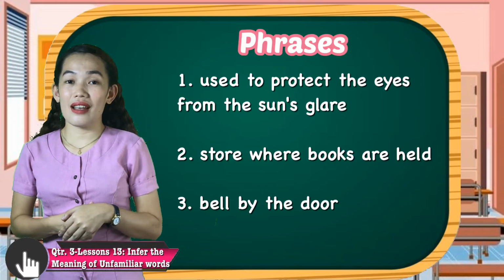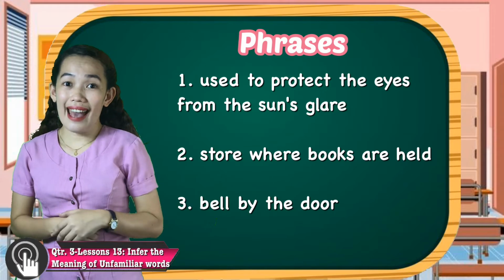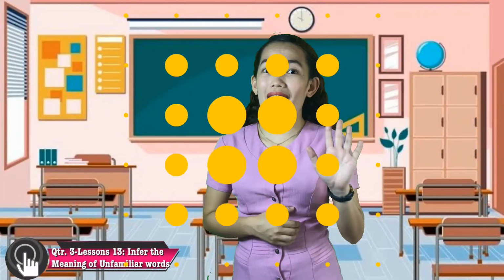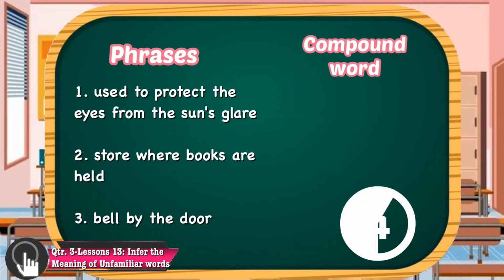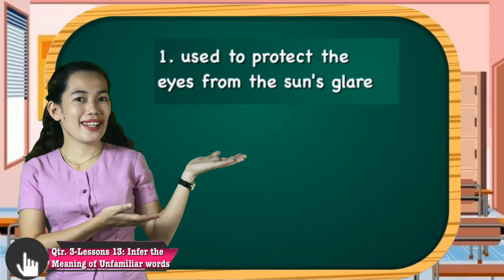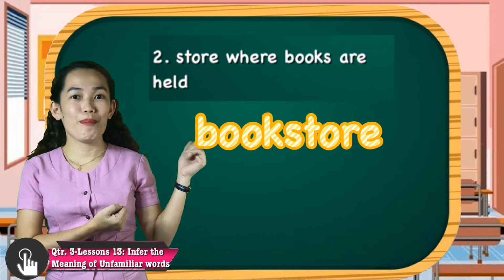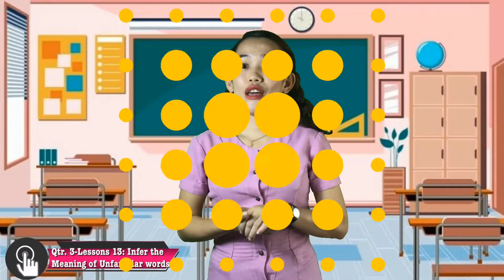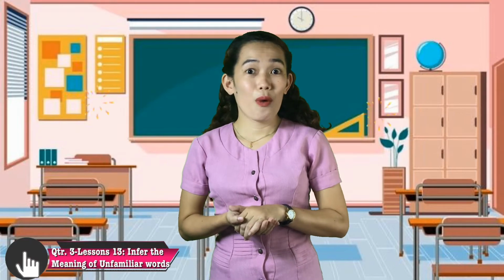Read these phrases. Guess what these phrases refer to? 5 seconds will be given to you. Let's check your work. Number 1, sunglasses, bookstore, and doorbell. If you got the 3 correctly, wow, that's amazing!